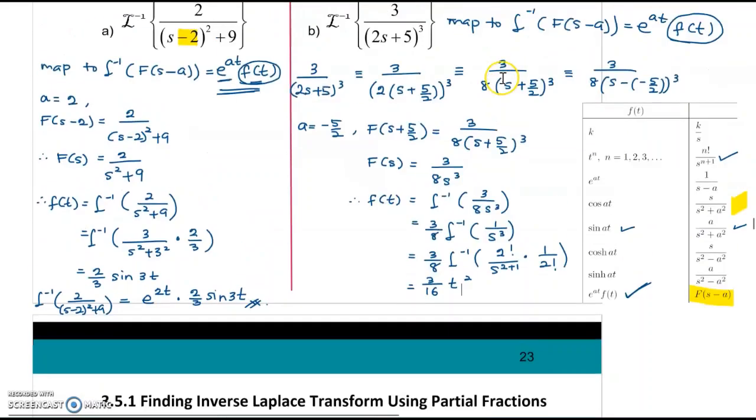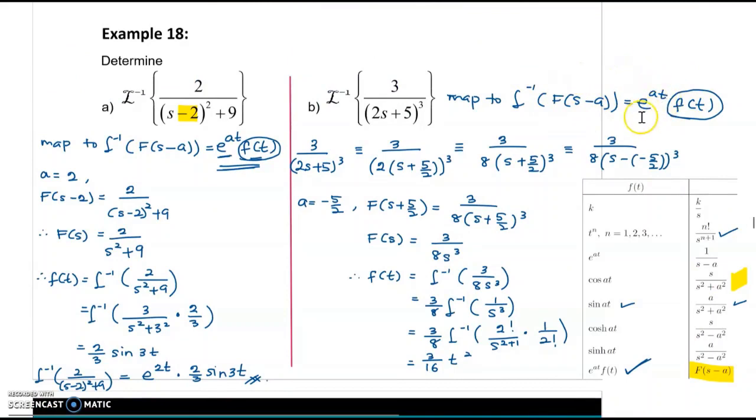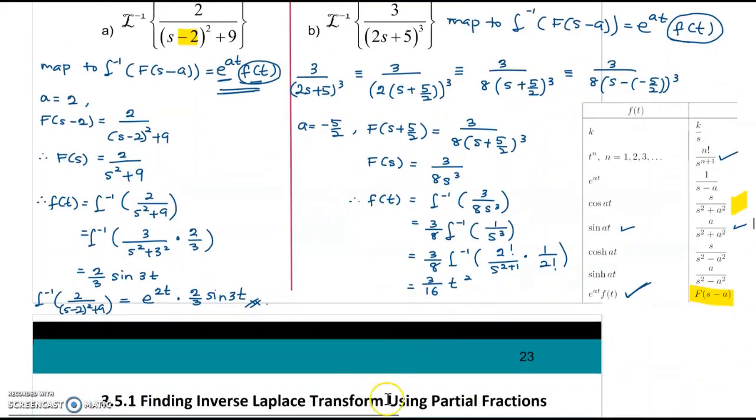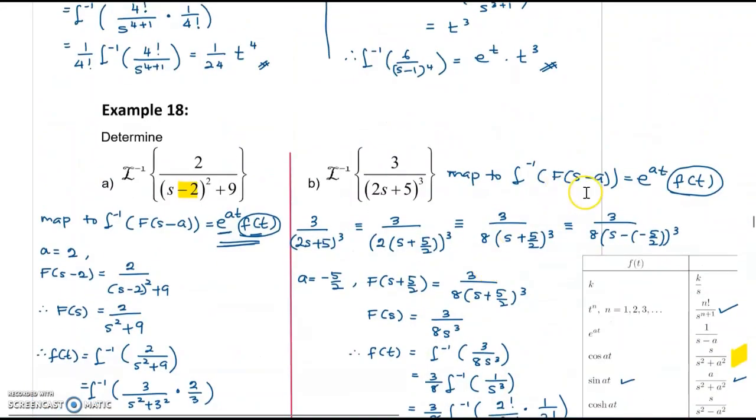So if we go back to this expression here, this is supposed to be our final answer. I'm going to put the answer here. Therefore, what we have is 3 over (2s plus 5) cubed is equal to e to the at, where our a is negative 5 over 2, t, and then our f(t) here is 3 over 16 t squared. So 3 over 16 t squared. Okay, write nicely, put 3 over 16 in the front.